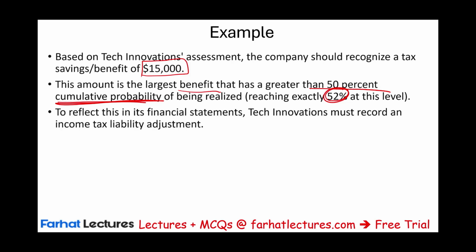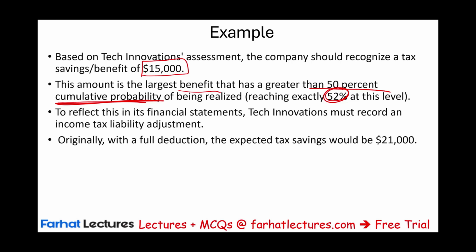To reflect this in our financial statement, we must record an income tax liability adjustment. Originally, with a full deduction, the expected saving would have been 21,000, and this is exactly what we took on the tax return. We took the full deduction. But from a financial statement perspective, we have to be conservative.